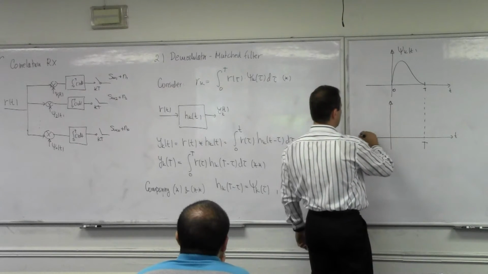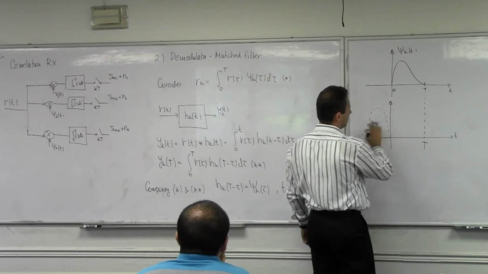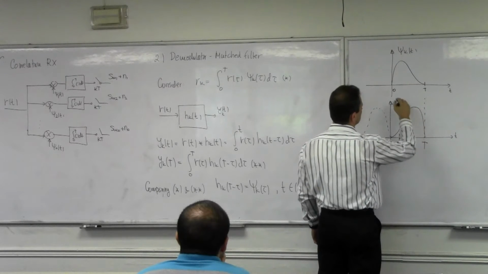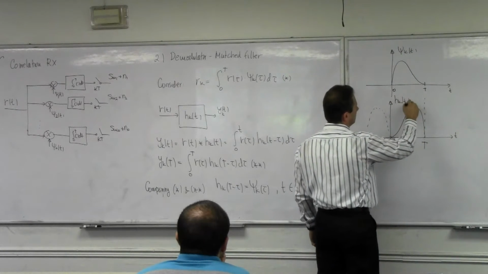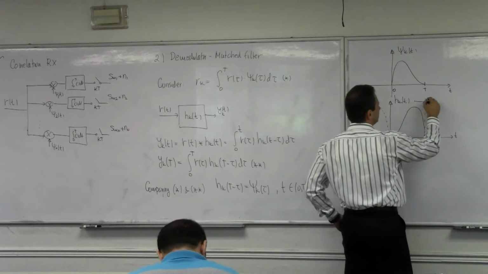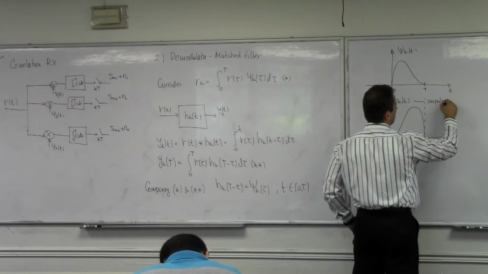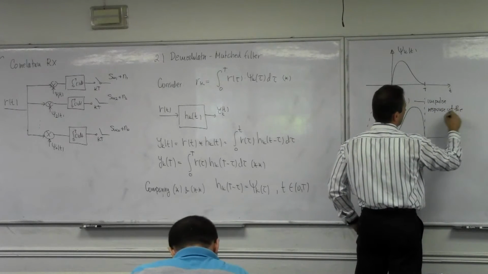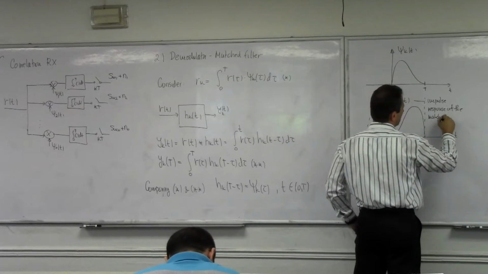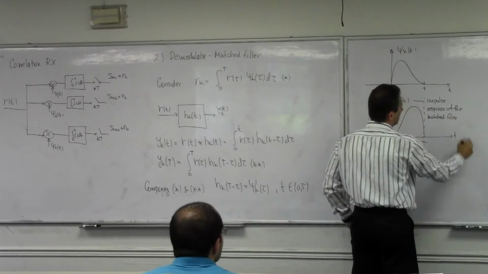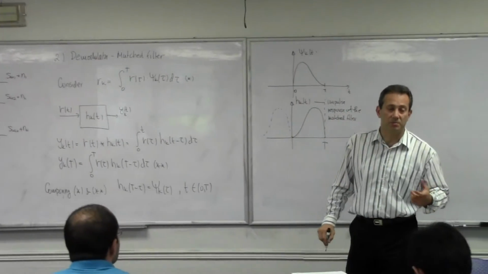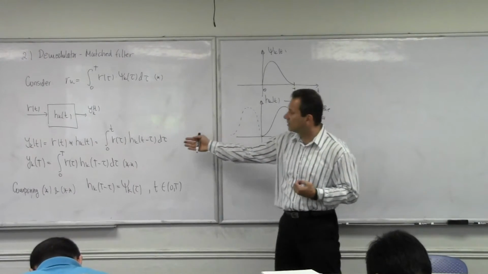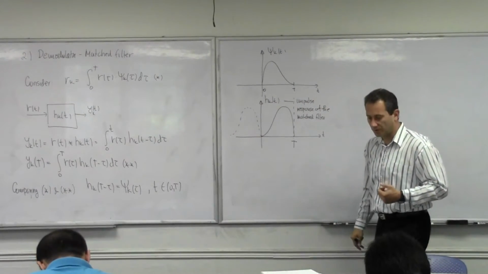So if you flip this, you end up with this response, and then if you delay it by T, this is kind of implied. So this is hk of t, the impulse response of the matched filter. Okay. Why do we call this filter matched? Because its response is matched to the signal itself, matched to the basis vectors that you use for signaling.